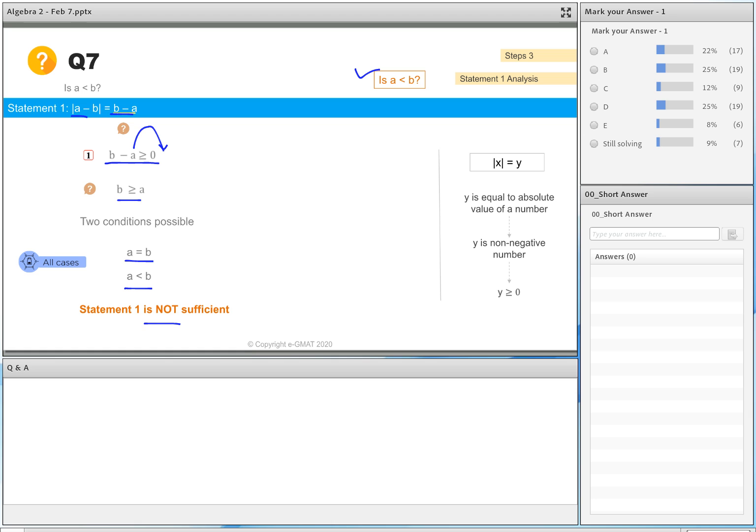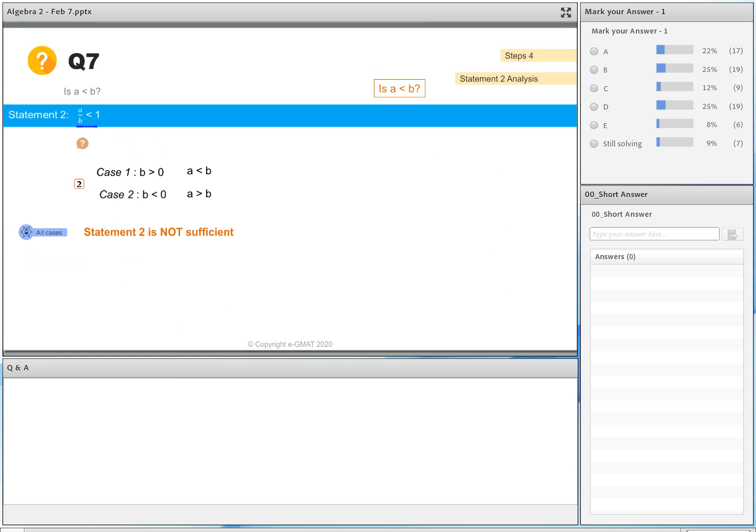Let's move ahead to the second statement's analysis. The second statement tells me that a by b is less than 1. So a by b is less than 1. What can I say about this number? If I multiply b to both the sides of this inequality, what do I have? I have a by b times b is less than 1 times b, right? This is what I have. So a by b times b gets cancelled. I have a in the left hand side is less than b.